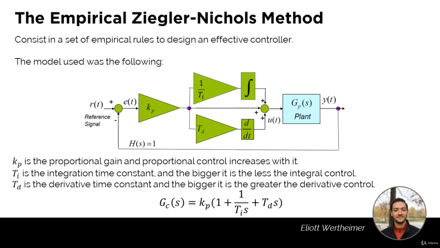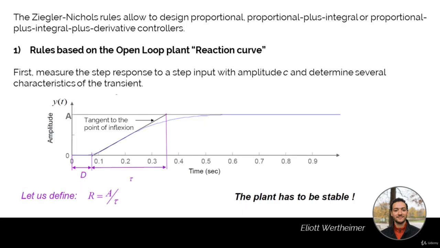From this, we can write that the transfer function of the controller which outputs the signal u(t) is equal to Kp multiplied by 1 plus 1 over Ti s plus Td s. The Ziegler-Nichols rules allow us to design proportional, proportional plus integral, or proportional plus integral plus derivative controllers. There are multiple sets of rules. We'll now look at the first one, rules based on the open loop plant reaction curve.